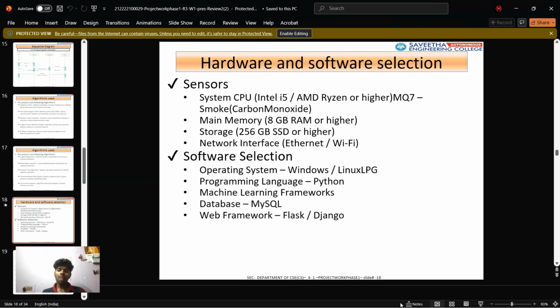Then hardware and software selections. These are basically futuristic ones. So systems like CPU, main memory will be used, along with storage and network interface.